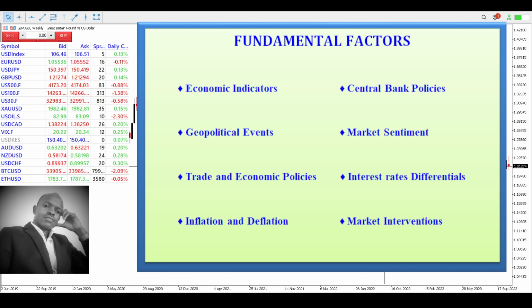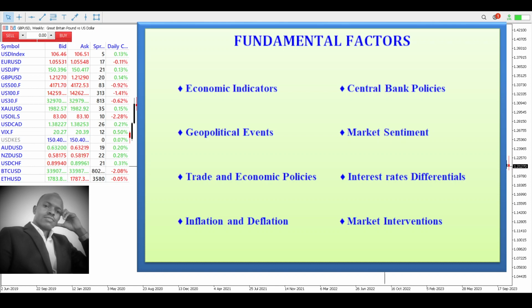Economic data releases play a significant role in moving the Forex market. Some of the key economic indicators include GDP, inflation rates or CPI, non-farm payrolls or employment data, NFP, and trade balances. Typically, strong economic data leads to currency appreciation, while weak economic data leads to currency depreciation.